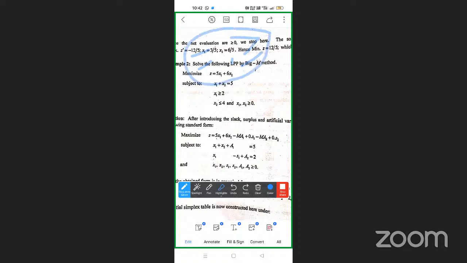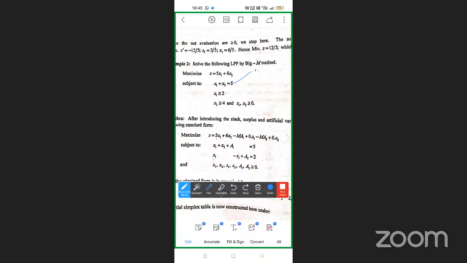Is that clear? When the inequality is equals or greater than or equal to, we add an artificial variable to the constraint. In the less than or equal to case, there is no need to add an artificial variable. For the first two cases we add artificial variables A1, A2; for the less than or equal to case, we just add slack or surplus variables.